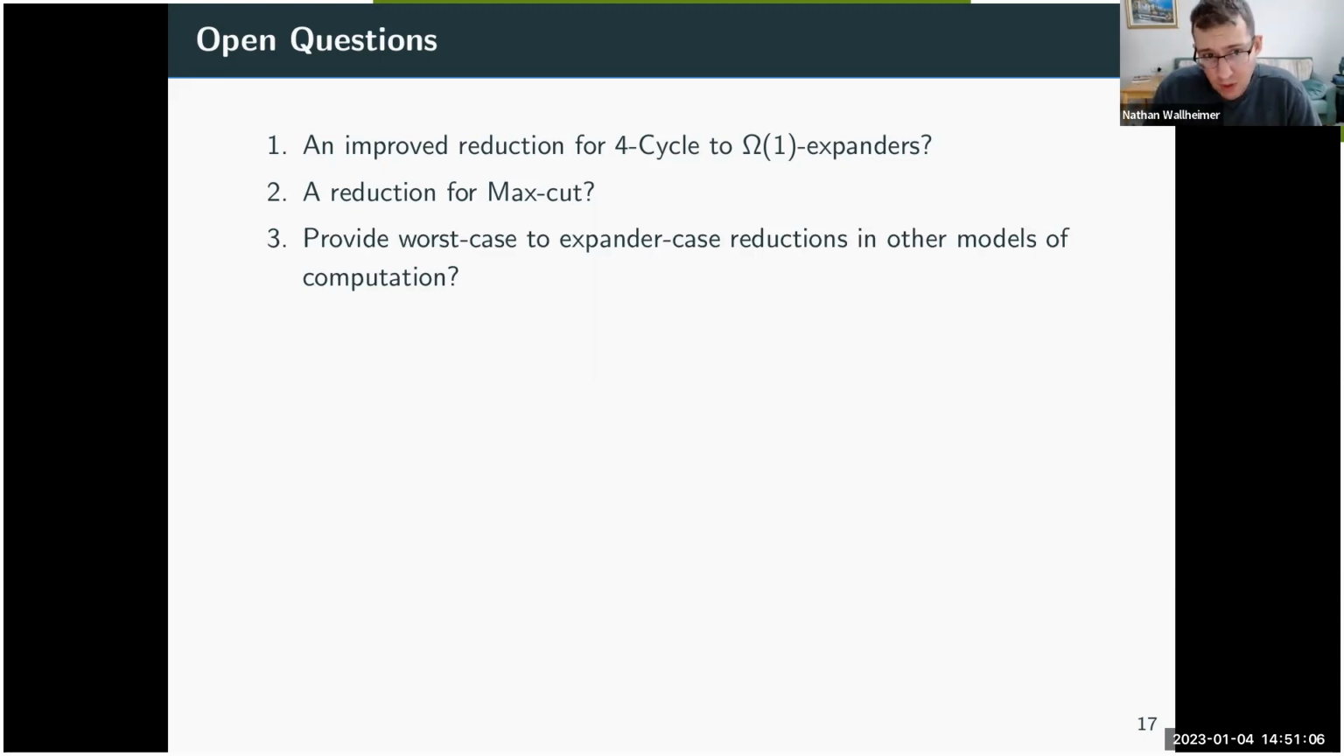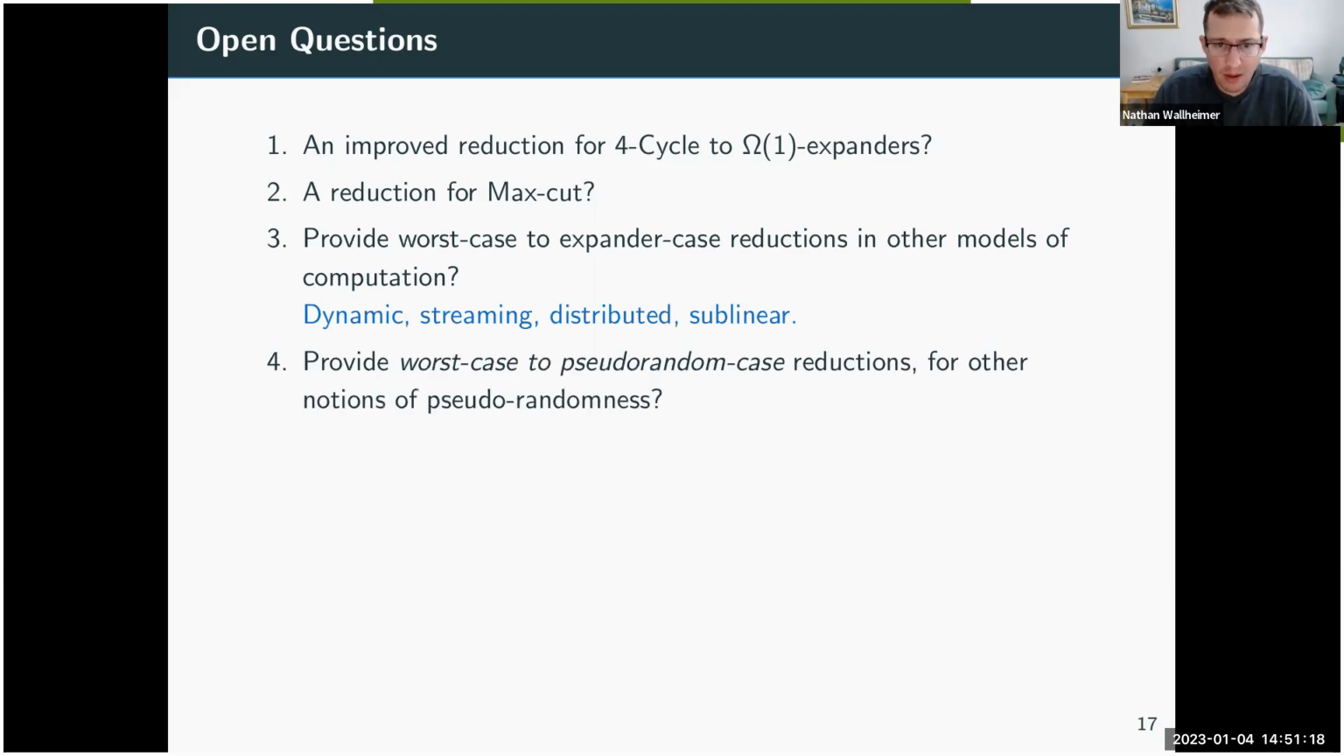And also, what about other models of computation? This technique is useful not only in the sequential model. So what about reductions in dynamic, streaming, distributed, or sublinear models? What about other notions of pseudo-randomness? So, for example, can we design reductions to semi-regular graphs or (p,beta)-jumbled graphs? These are known notions of pseudo-randomness in graphs.